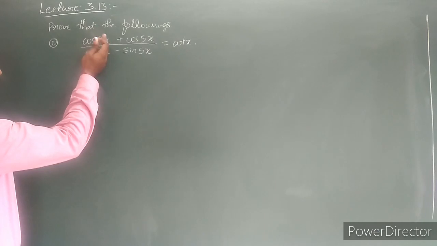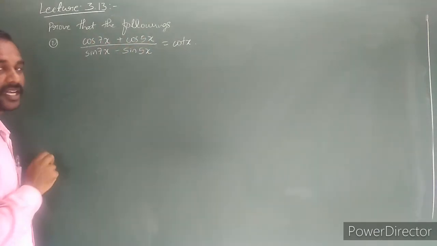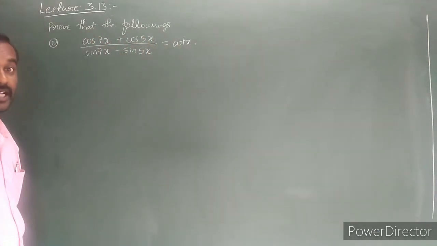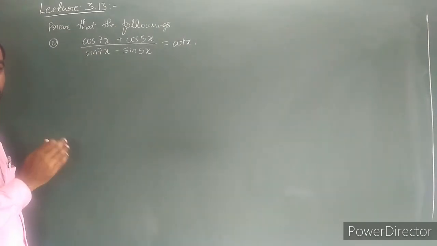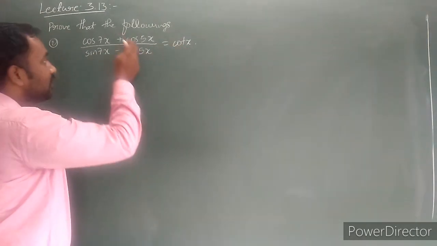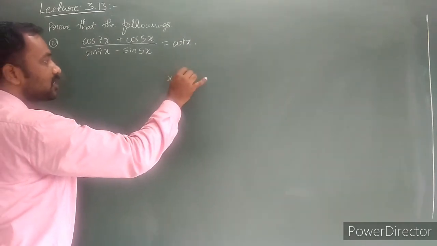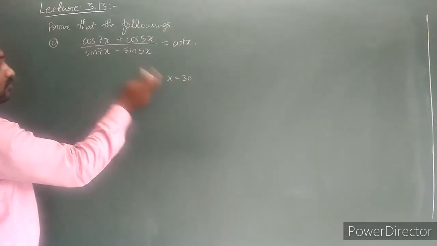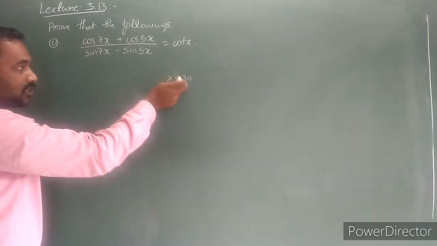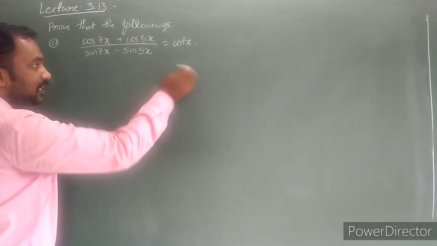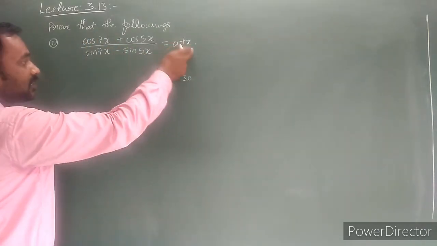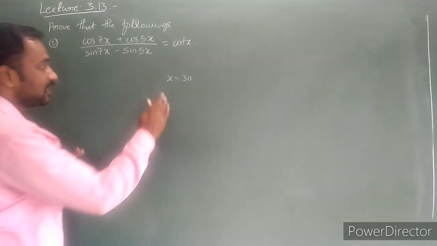Observe that on the left hand side the angles 7x and 5x are there, but on the right hand side only the angle x is there. The multiple angles are converted. 7x means 7 into x. For example, suppose the x value is 30 degrees, then we have to multiply 7 into 30, which is 210 degrees. On the right hand side it is only cot of x.